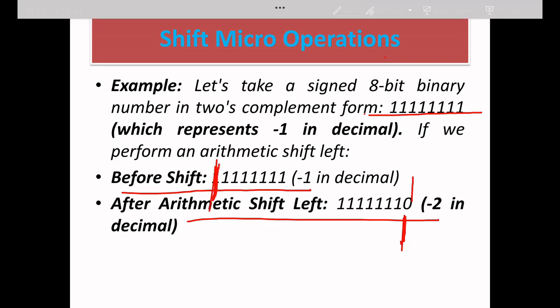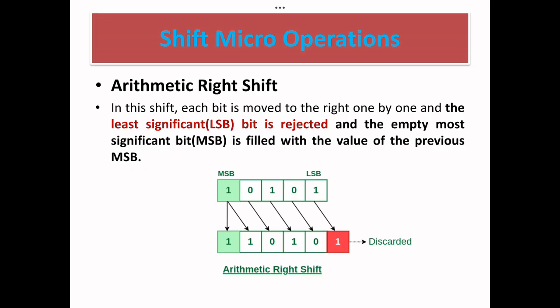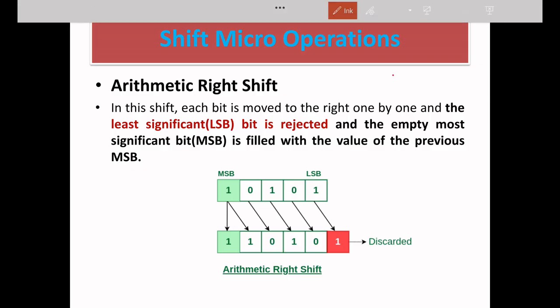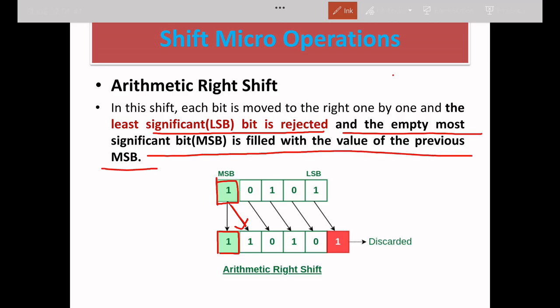Input we discard. Okay. Now we are talking about the right shift. Right shift is also very similar. Here the LSB is rejected, and in this box, the MSB, you copy the same as you shift right. Okay, and the empty MSB is filled with the value of the previous MSB. So same thing here: output you discard, here output you discard, here you copy the same.